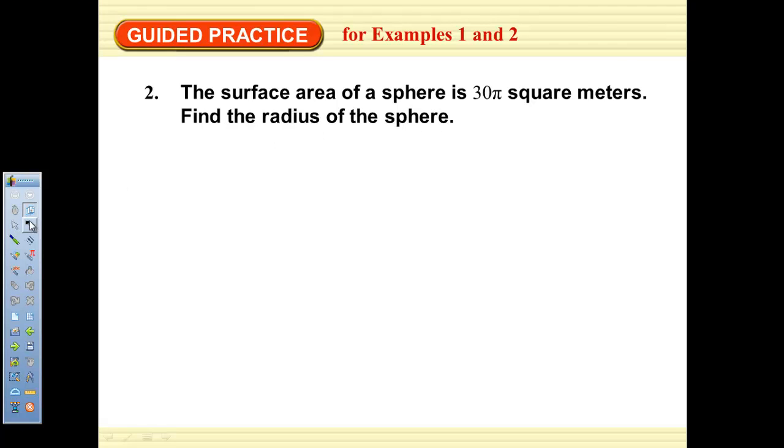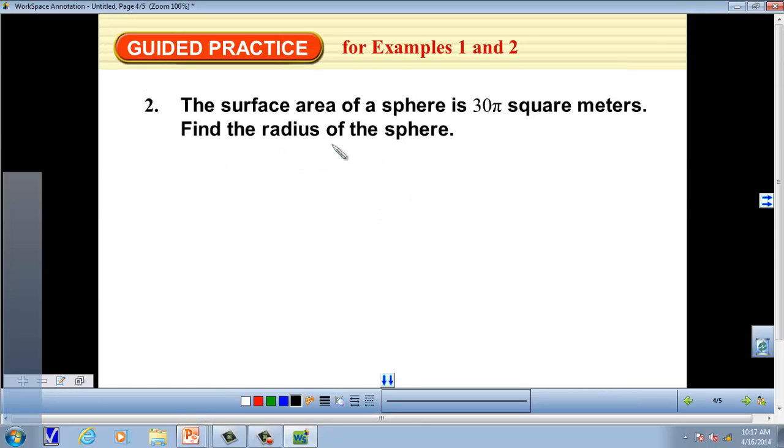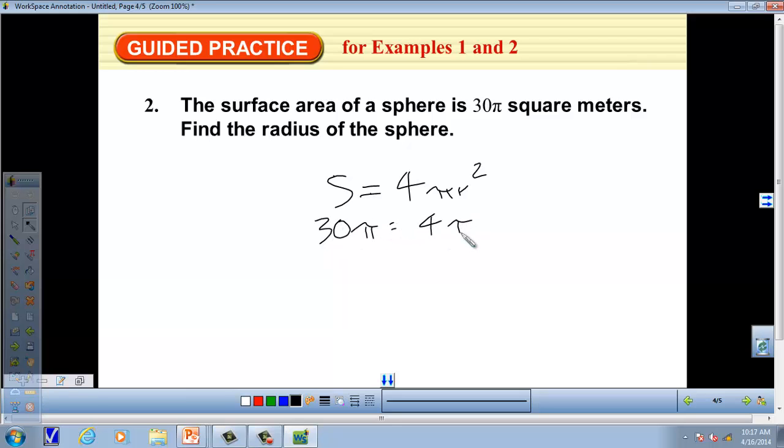Here's another one where they give us the surface area and we have to find the radius this time. So we don't need to multiply by 2. Our formula is surface area equals 4 pi r squared. Surface area is 30 pi. That's equal to 4 pi r squared. Dividing both sides by 4 pi, we have r squared here. The pi's cancel. Remember, if we divide by 2, we'd get 15 over 2, which is 7.5.